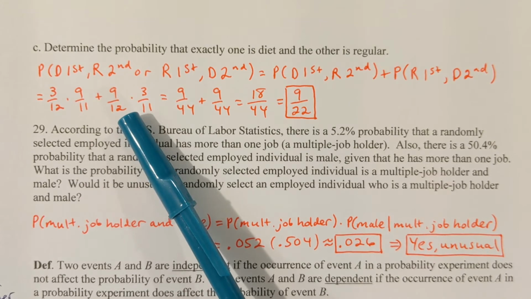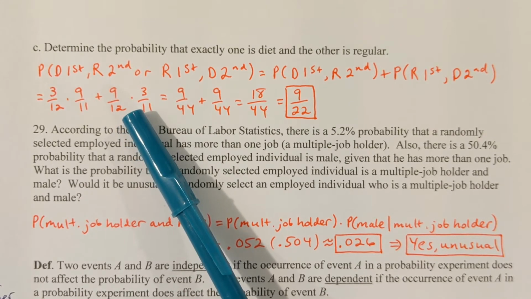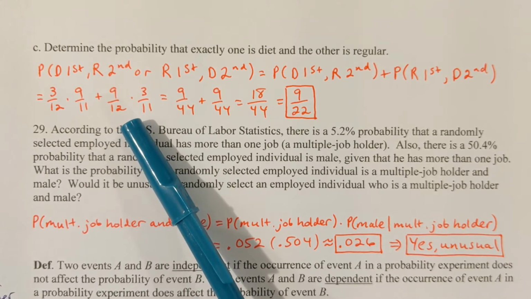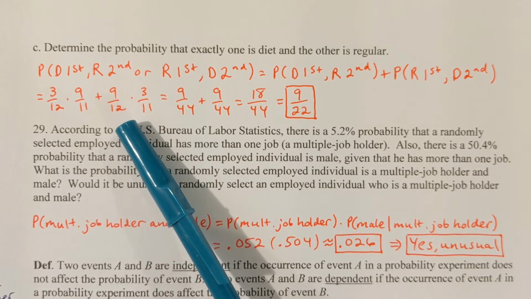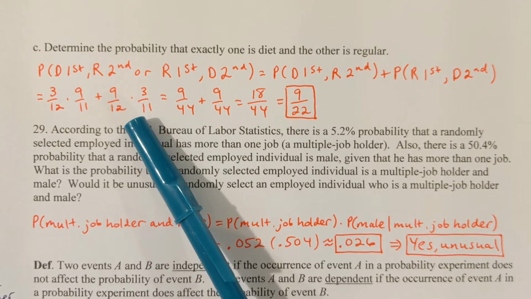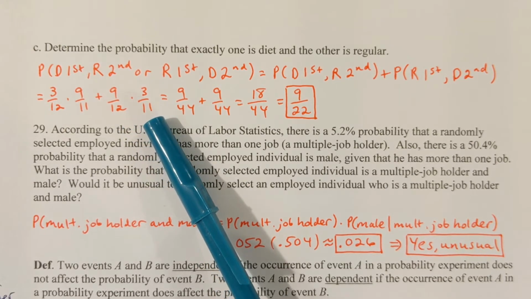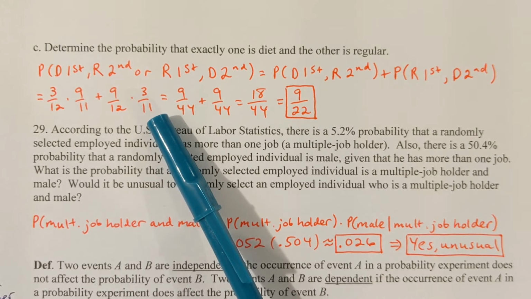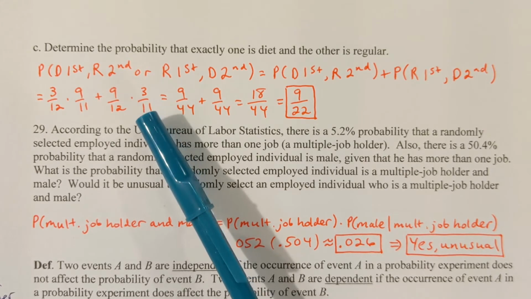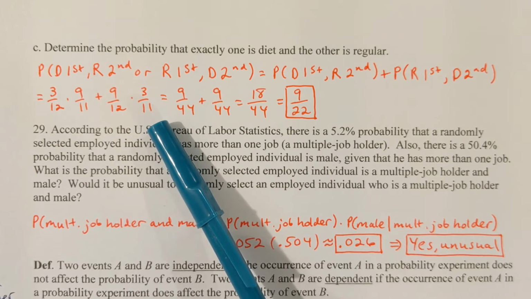Plus the probability of getting a regular first or a diet second. Okay, so there's 9 regulars in the 12 pack. 9 over 12 would be the probability of getting a regular soda. And then once you've selected a can from the pack, 11 cans are left in the pack. All the diet sodas are still there though, all 3 of them. And so 3 over 11 would be the probability that that next can would be a diet.